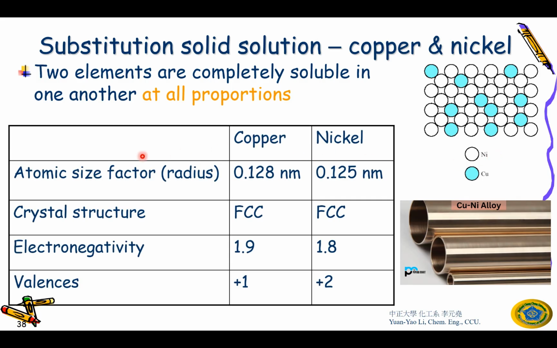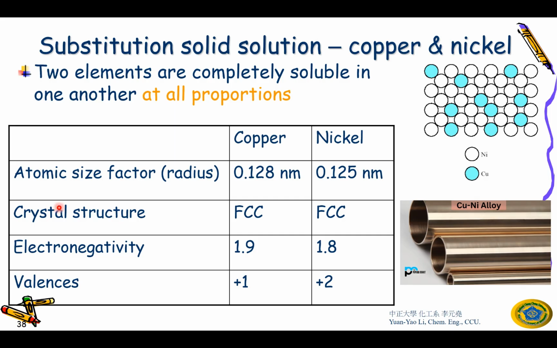So for factor number 1, atomic size factor, the radius of copper is 0.128 nanometer. Nickel is 0.125 nanometer. So these two are very close, the difference between them is less than 15% in diameter. So bingo, we pass factor 1.